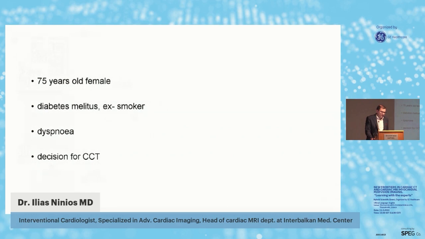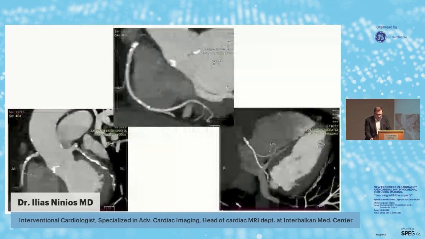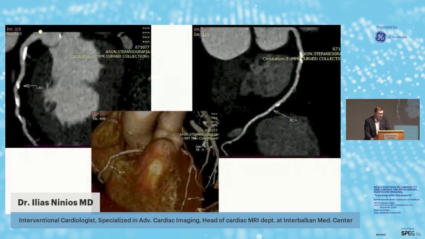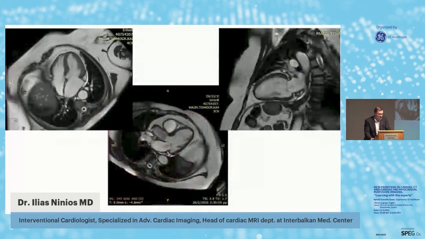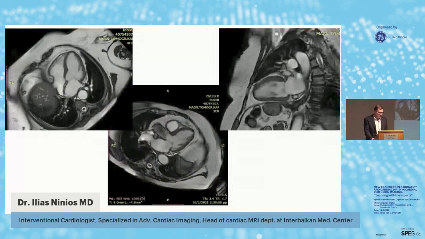A 75-year-old female with diabetes and ex-smoker, dyspnea, and the primary decision was for a CT coronary angiography. And we had these extended calcifications, and the main problem was the stenosis in the right coronary artery. Then we performed a stress MRI, and we see a good preserved ejection fraction, some aortic stenosis, but not that severe.